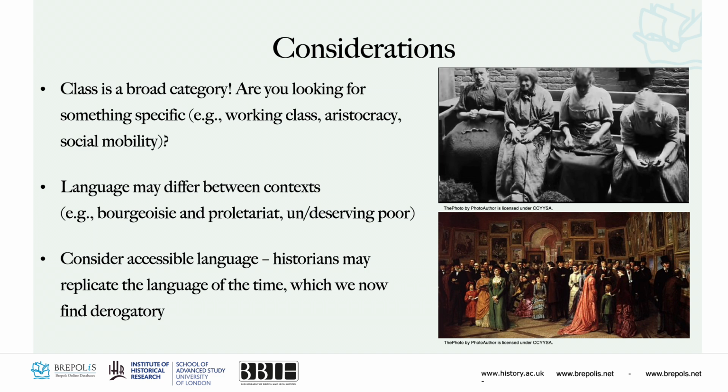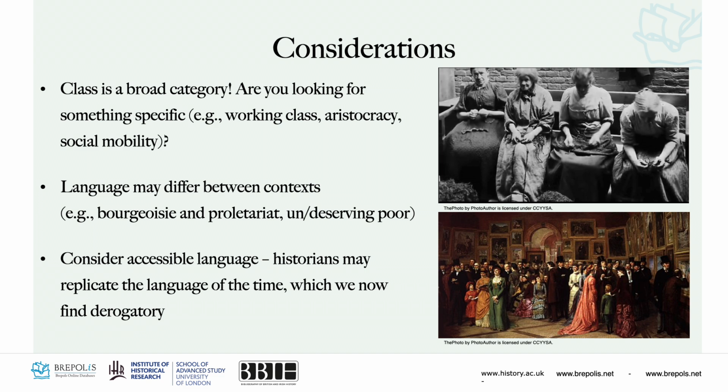Secondly, when we think of class in the modern British context, the three-level economic class system might be the first thing to spring to mind. This will certainly be helpful when searching on the BBIH, but it's also worth thinking about how people in the context you're researching perceived social class. Try different language in your searches to reflect this.